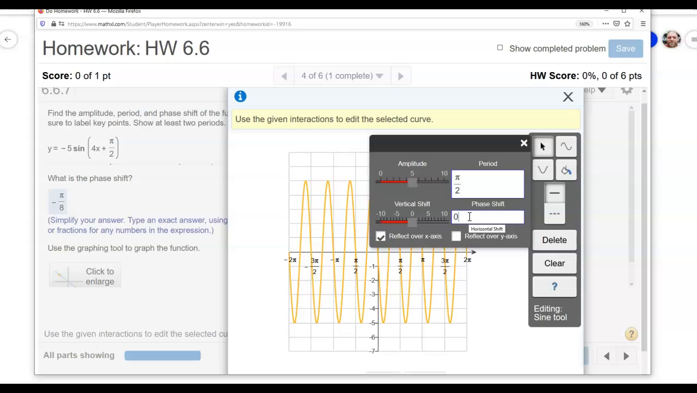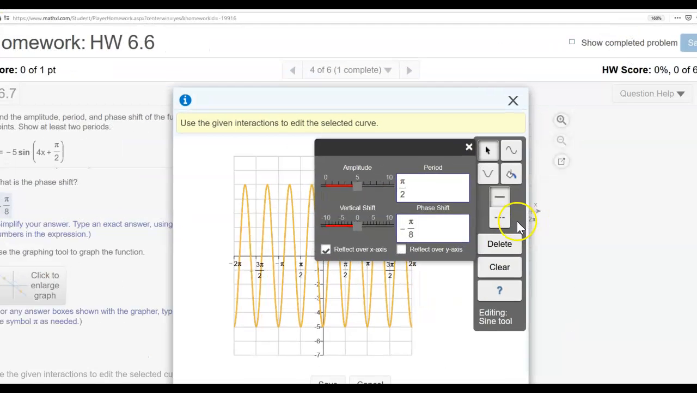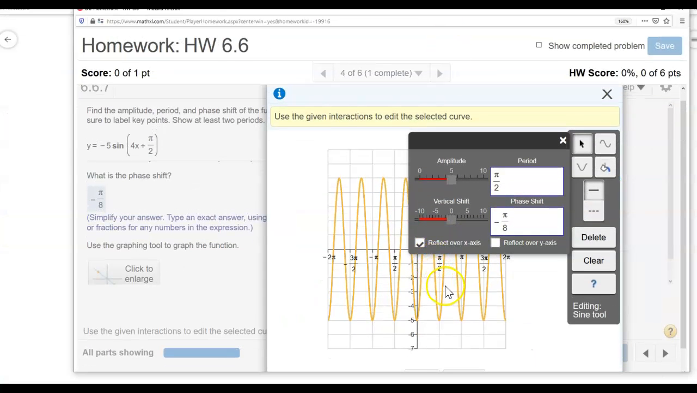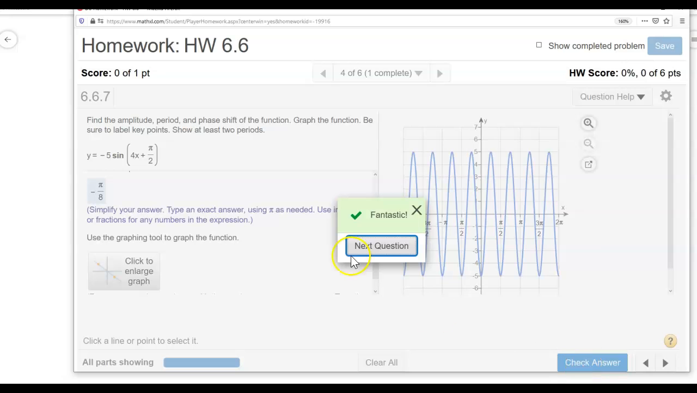And then for our phase shift, we said that was negative pi divided by, so that's the backslash over 8. And I believe that's everything here. So let's go ahead and save that. I might have to go to full screen there. Oh, save this right. There we go. And that is how we graph that on MyMathLab.